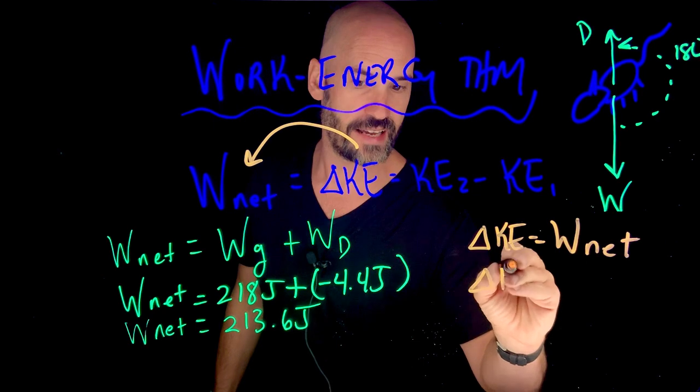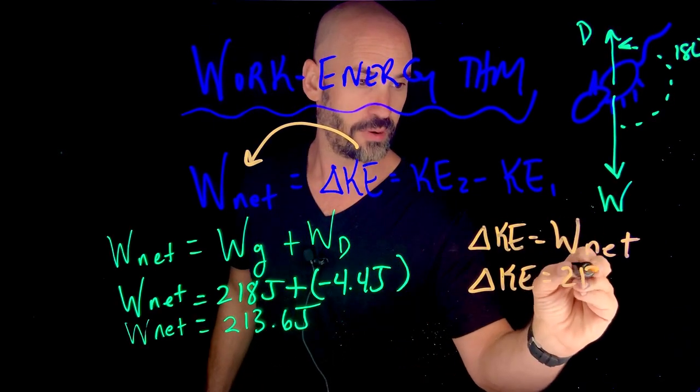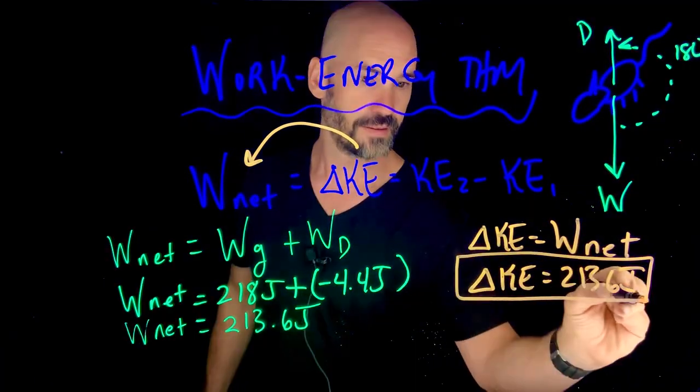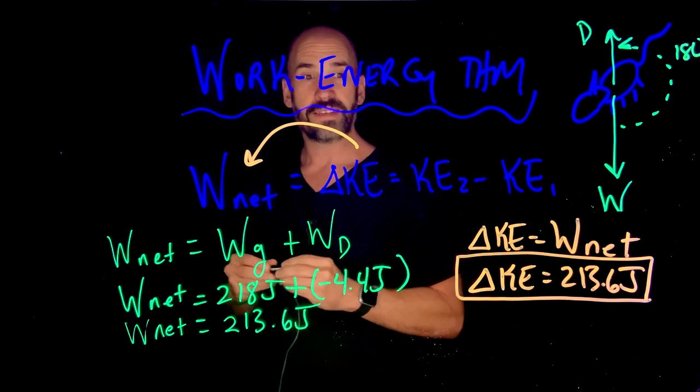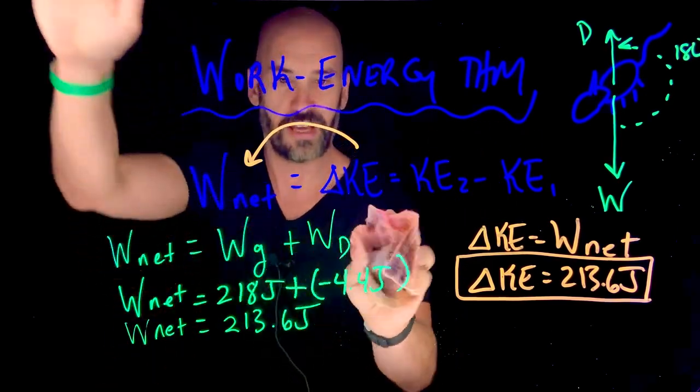So the change in kinetic energy is the work net, which is 213.6 joules, right? Okay, easy breezy. That's part B. We're totally able to steal that, right?